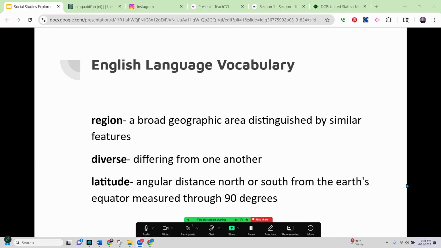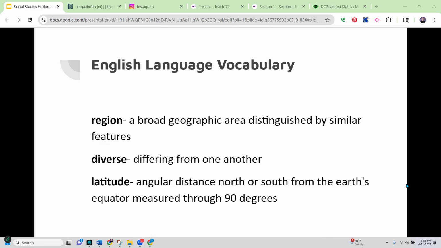Our initial vocabulary includes the word region, which is a broad geographic area distinguished by similar features. That can be based off of landforms, that can be based off of culture. It can be different things at different times. Like we know we're in the Midwest region, but we're also in the Great Lakes region. Diverse means differing from one another.